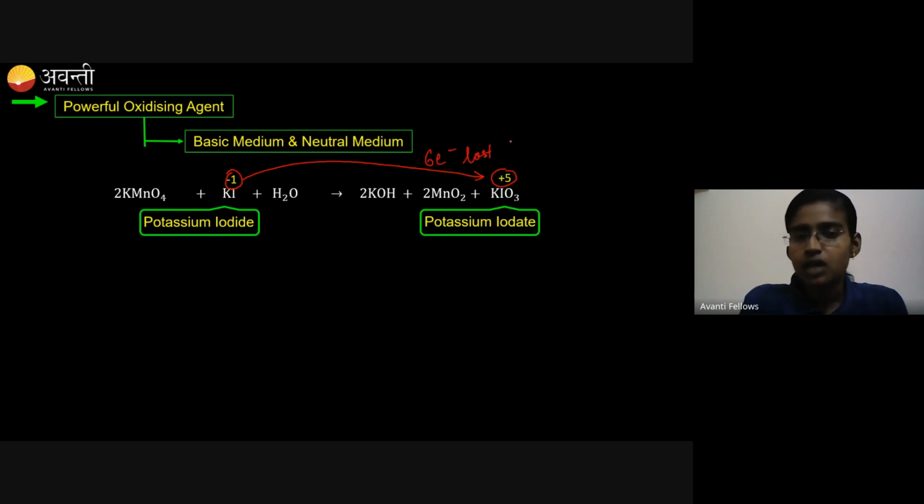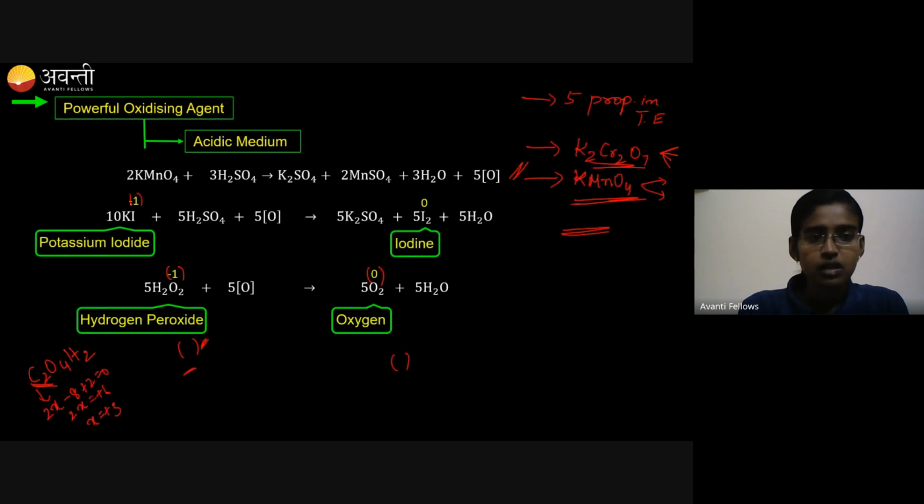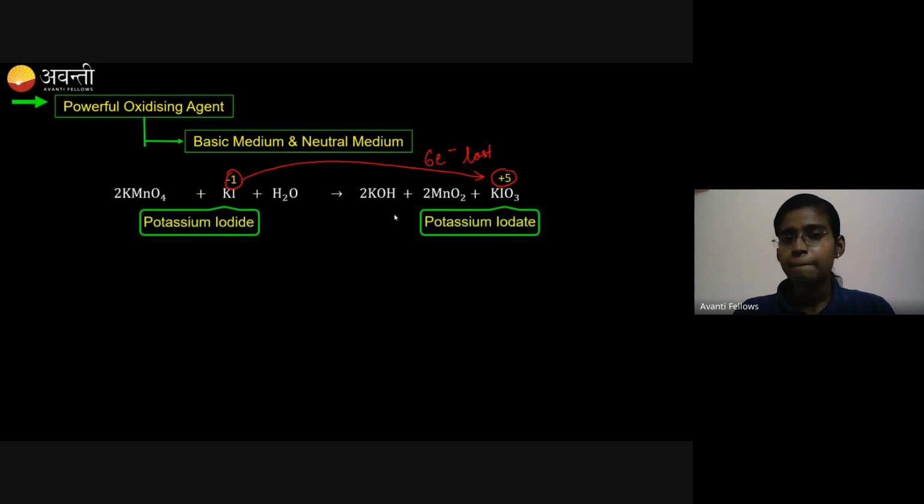And who has gained those 6 electrons? This KMnO4, manganese. It only oxidized this iodide. So, iodide is getting converted to iodate. You have to be very careful. In case of acidic medium, iodide is getting converted to iodine. But in case of basic medium, it is not the same case. Iodide is getting converted to iodate.